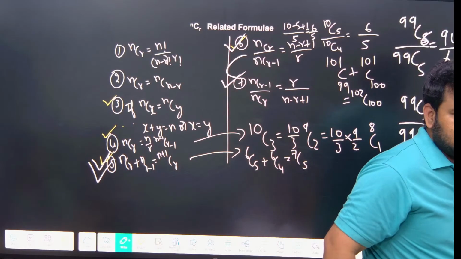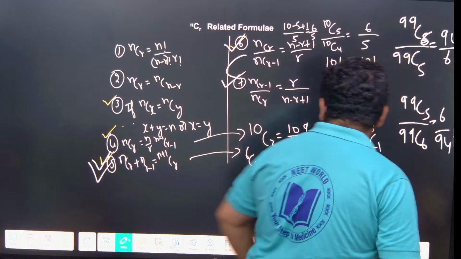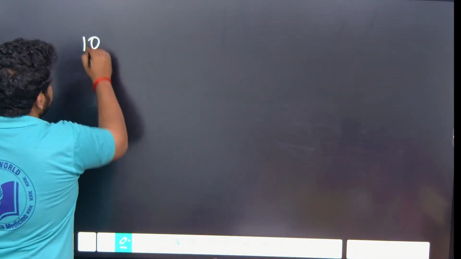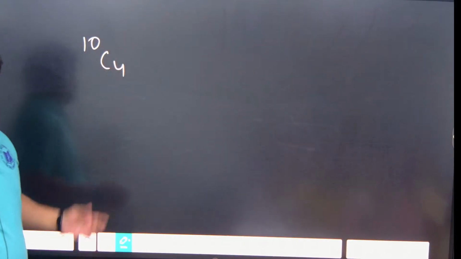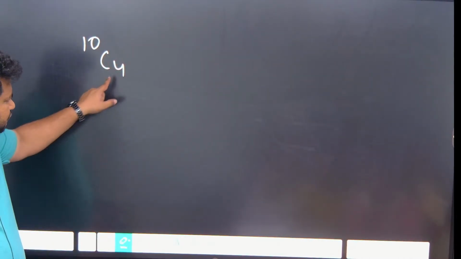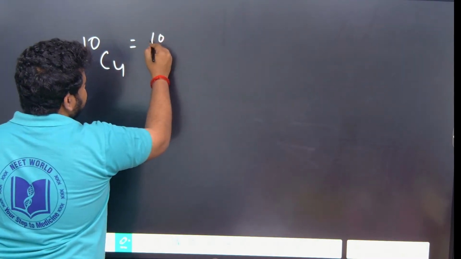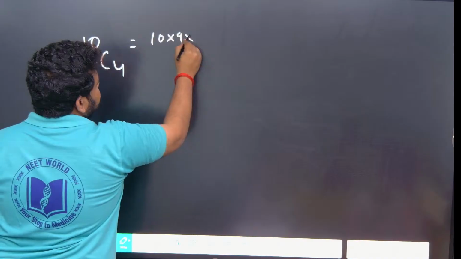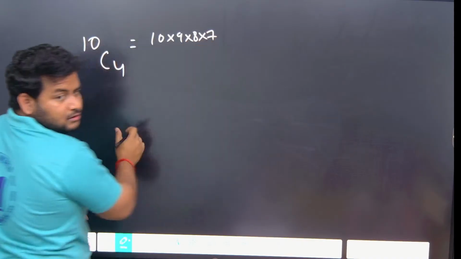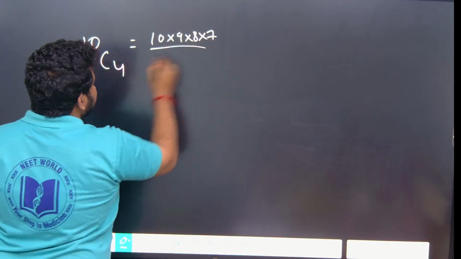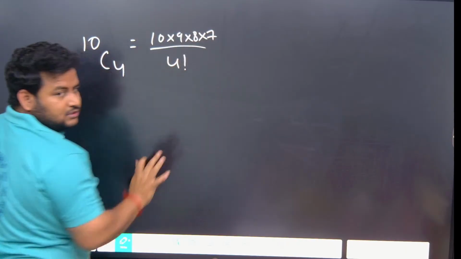Followed till here? Okay. Now, suppose they give, see, they will give like this. 10C4 is given. How to find out the value without using the formula? So here what is given? 4 is given. So including 10, multiply 4 values. 10 into 9 into 8 into 7. How many values are there? 4. So 10 into 9 into 8 into 7 divided by 4 factorial. That's all.